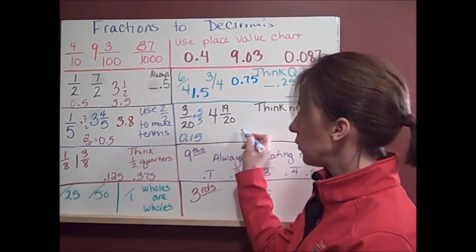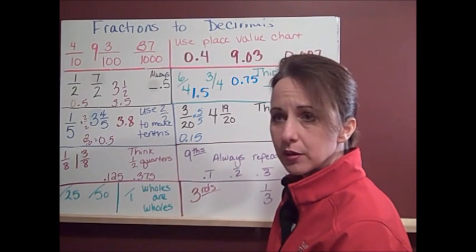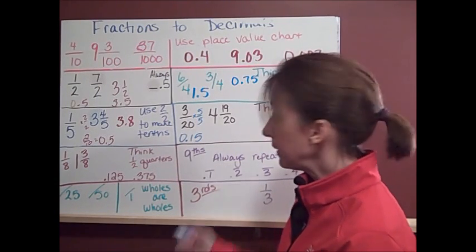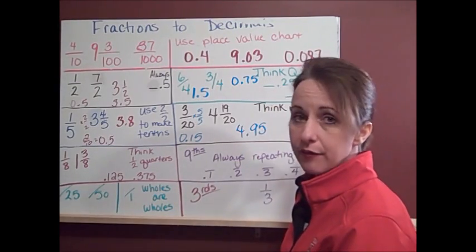4 19/20 makes me think $4.19, which is 1 nickel away from being a whole. The next whole would be 5. So this would be 4.95.